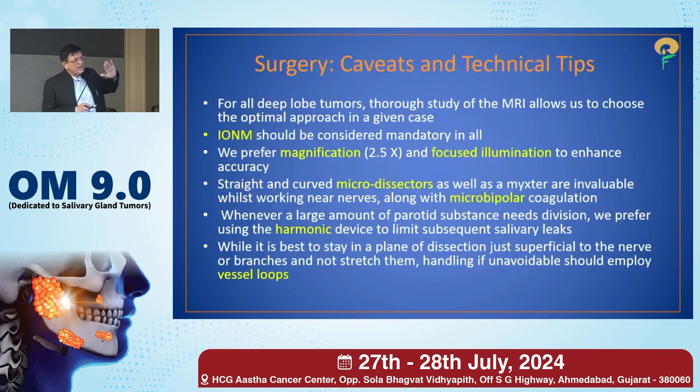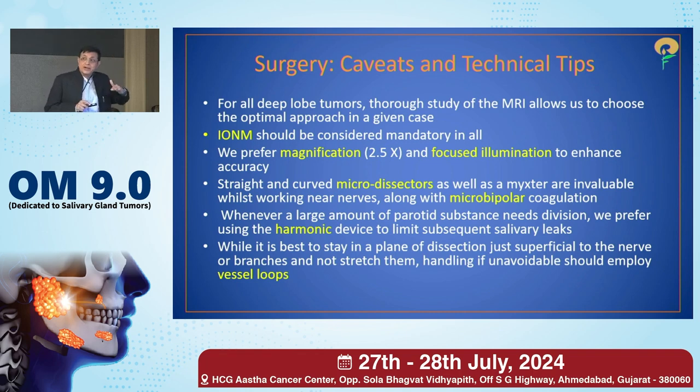Now in surgery, very quickly, I just wanted to say a few things. This is entirely personal, and I'll say for all deep lobe tumors, the MRI is very important. We need to read our MRIs ourselves, discuss with the radiologist, develop a strategy, on-off approach, everything. I don't think we should make any last-minute on-table changes as far as possible. I firmly believe in IONM, and I think it should be considered mandatory in all cases. And so also with loop magnification.